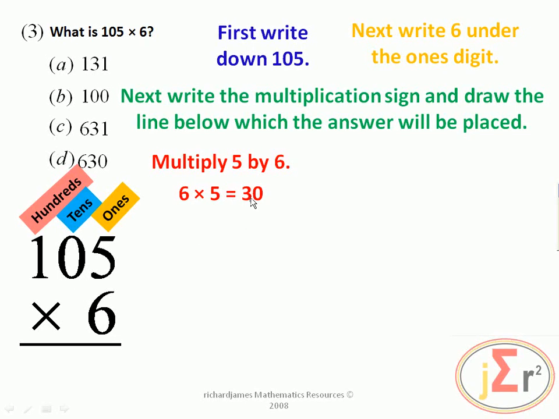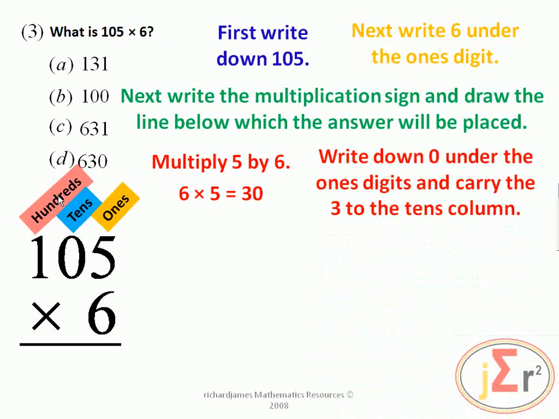Because right here we have 3 and a 0. The 0 will be vertically aligned with the ones digit, and the 3 will be vertically aligned with the tens digit. So this 3 actually represents 3 tens. So write down 0 under the ones digit and carry 3 to the tens column.